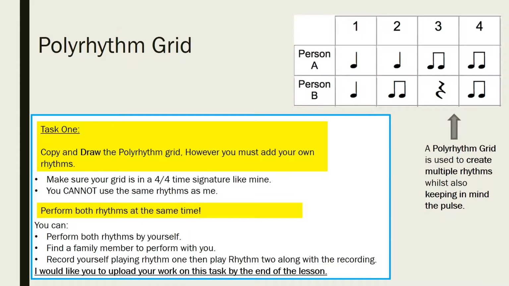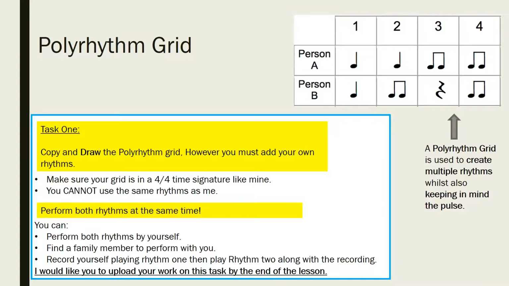Once you've had a go at that, we're looking into using a polyrhythm grid. Our polyrhythm grid can be seen there on the right. A polyrhythm grid is used to create multiple rhythms whilst also keeping in mind the pulse. So you can see here I put person A and person B. So in the grid, you put one rhythm for person A and one rhythm for person B, and then you've got 1, 2, 3, 4, which represents the pulse. So for person 1, they would play T, T, coffee, coffee.